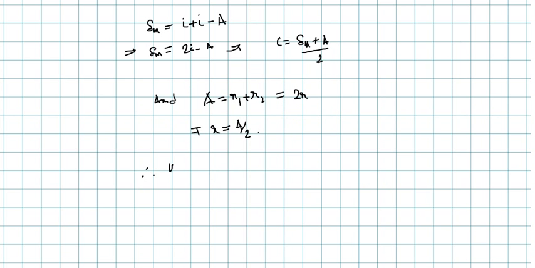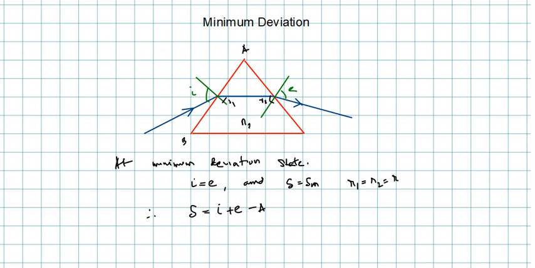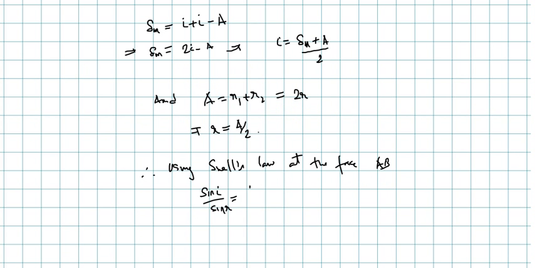Using Snell's law at the face AB, we can write sin I by sin R is equal to, now the refractive index of the prism material is N2 and the surrounding is N1. Therefore, it should be N2 by N1. Now, N1 being air, it will become then N2 only.